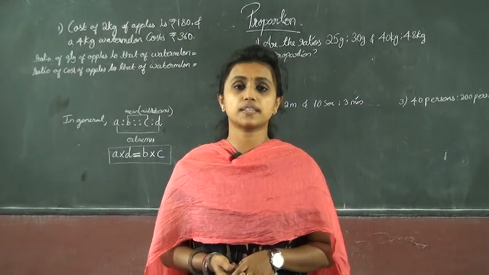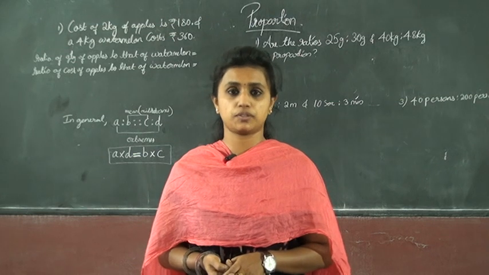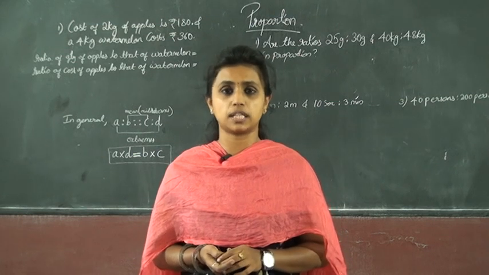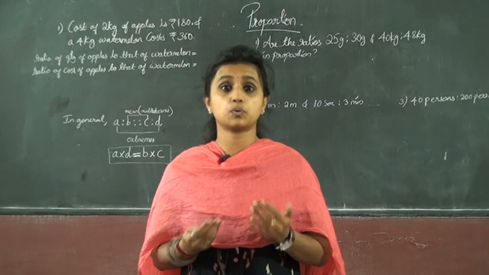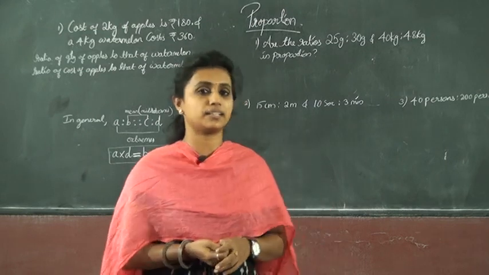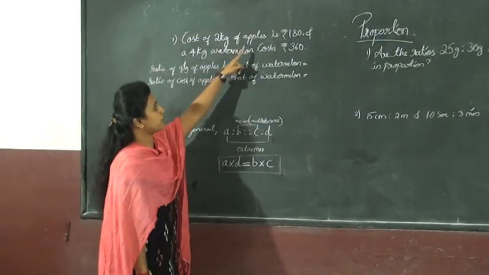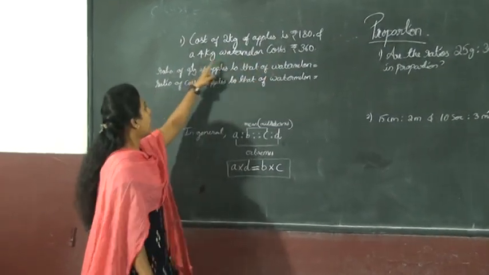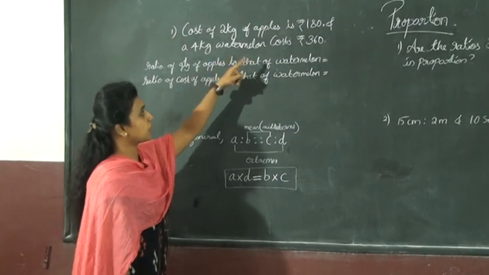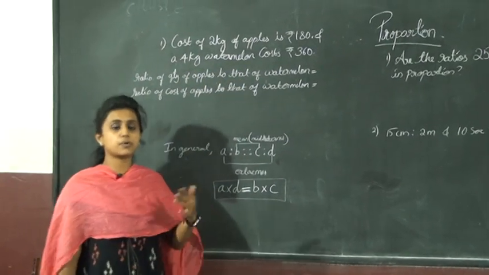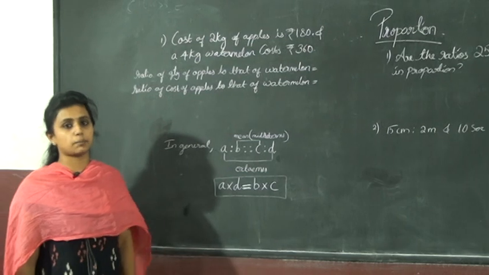Here we are going to discuss the concept of proportion. Okay, do you know what proportion is? I will explain this concept through an example. Clear? Now look here. The first example is: the cost of 2 kilogram of apple is rupees 180 and a 4 kilogram watermelon costs rupees 360. So, based on proportion, we make a comparison in two ways.